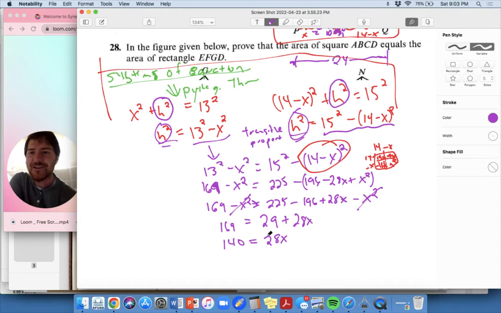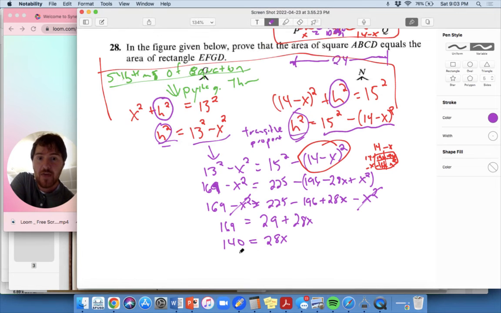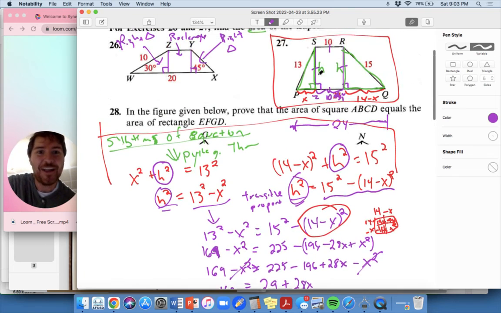No, I'm not feeling too good about this. I probably made a mistake somewhere. You have to catch me if I made a mistake. I'm pretty sure I made a mistake, probably right here. Okay, divide both sides by 28. I get 5 equaling x. Oh yeah, I did this right. We're good to go.